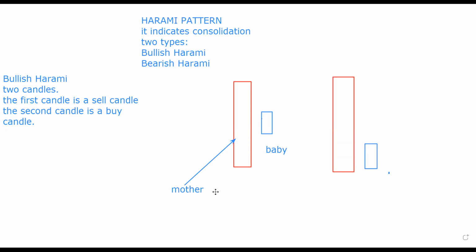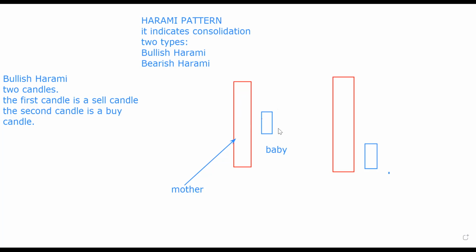Okay, I'm saying that for the Harami pattern, for the bullish or bearish, for the bullish Harami, the mother, you can see there's a very big sell candle. This is usually the simplest version of saying it. There's no instance whereby the baby can be greater than the mother. The mother must always be big. In case you find a scenario where the buy candle is bigger than the sell candle, that is not a Harami.